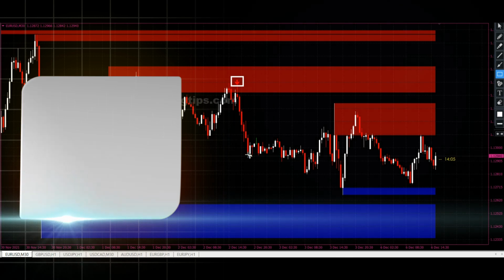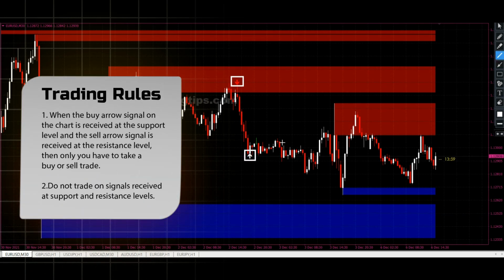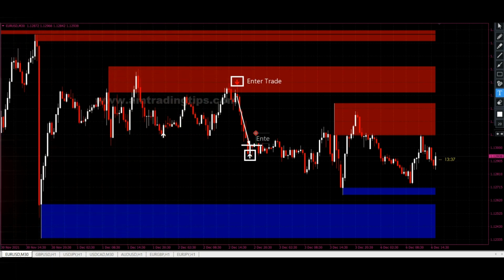Trading rules. When the buy arrow signal on the chart is received at the support level, and the sell arrow signal is received at the resistance level, then only you have to take a buy or sell trade. Do not trade on signals received at support and resistance levels.